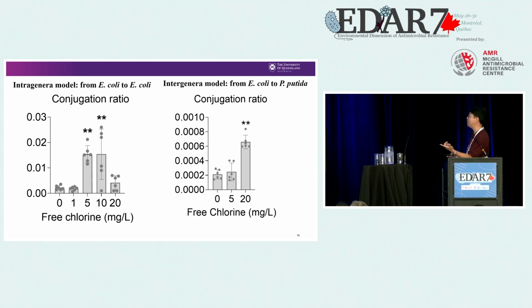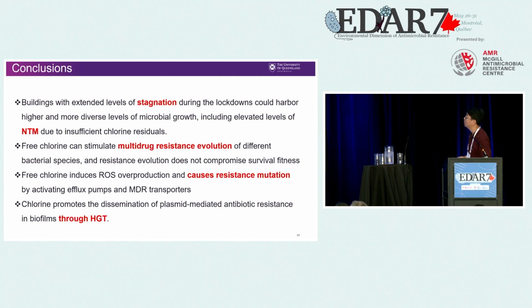So that's why 20 ppm can increase the conjugation for putida, but 20 ppm free chlorine will suppress conjugation because it is too harsh for E. coli. So this conclusion, I don't want to read it through again.